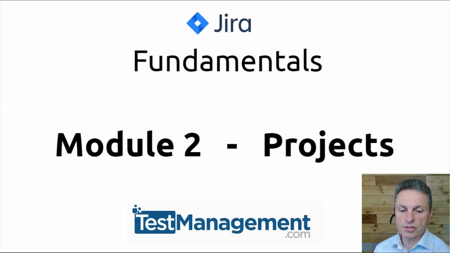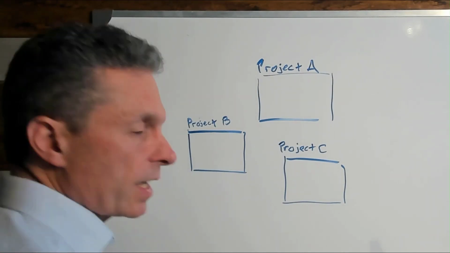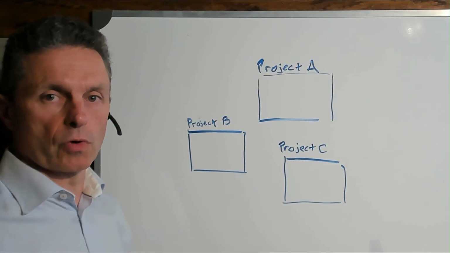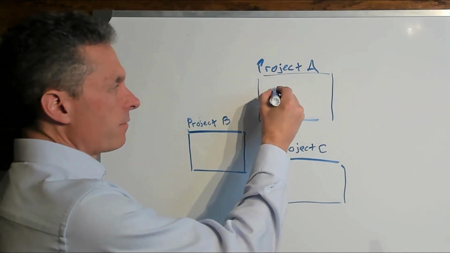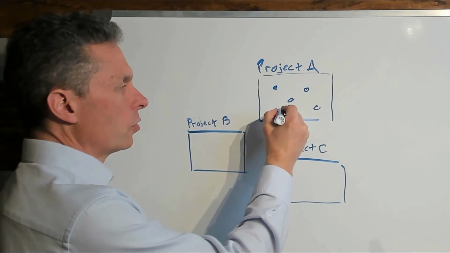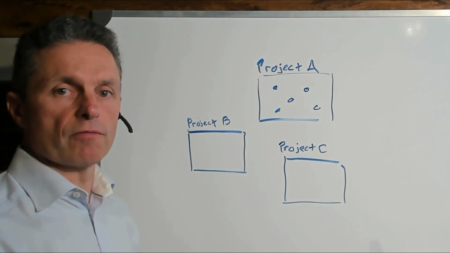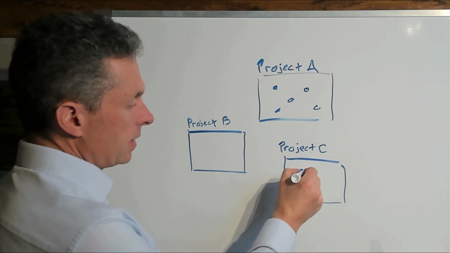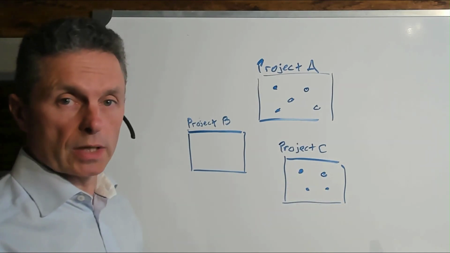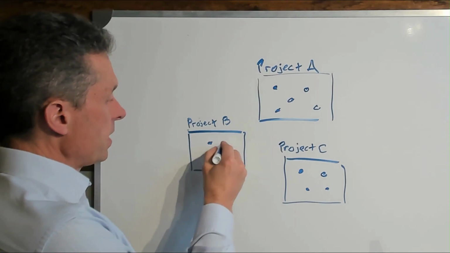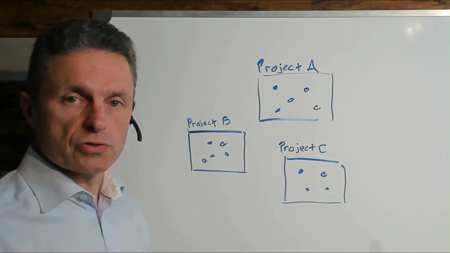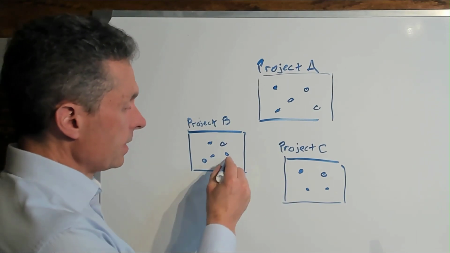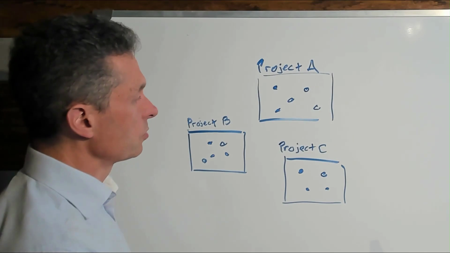Module 2, projects. You can think of a project in Jira as just a container for issues or units of work, and those records that you create. Every project can contain one, more, many hundreds, thousands of issues or records of units of work. Every issue is contained within one and only one project. So project B might have 5 issues in it, and project C would have 4 completely different issues. An issue record cannot exist in multiple projects.